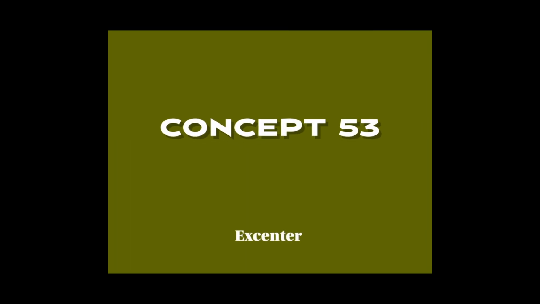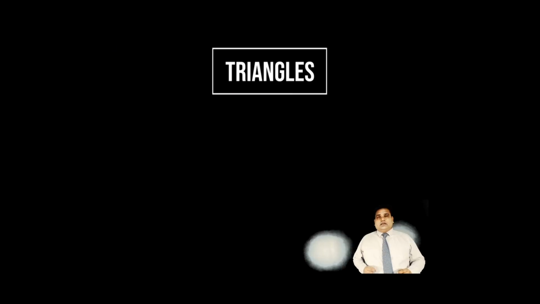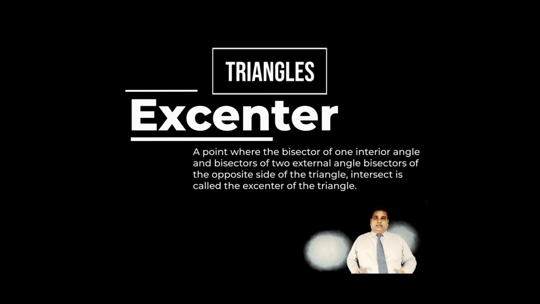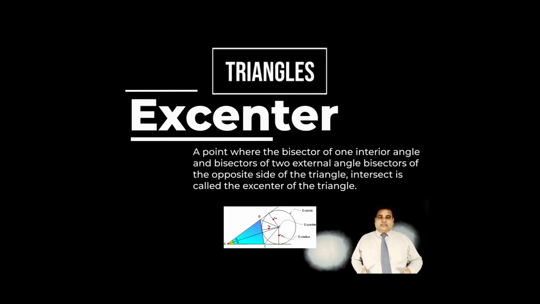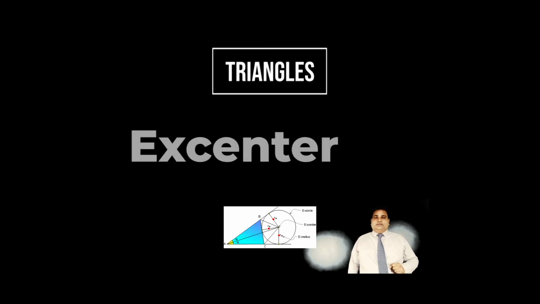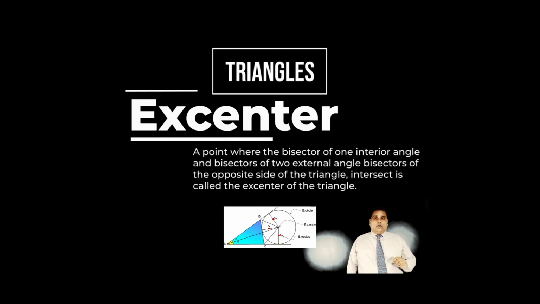Concept 53, Excenter. A point where the bisector of one interior angle and bisectors of two exterior angles of the opposite side of a triangle intersect is called the excenter of the triangle. So here you can see in the diagram where we have triangle ABC, and at vertex A we are dividing the angle in two parts. So we are doing angle bisector.